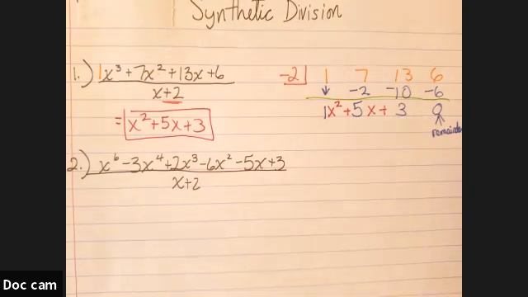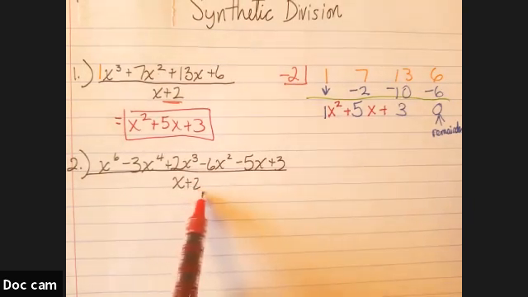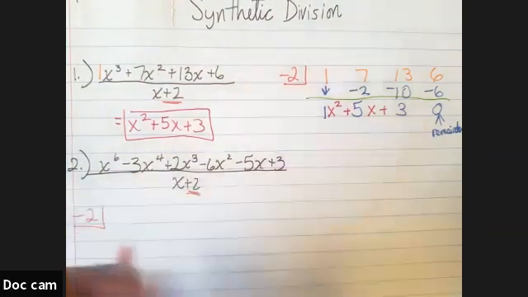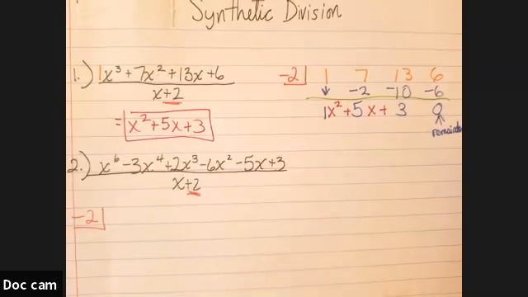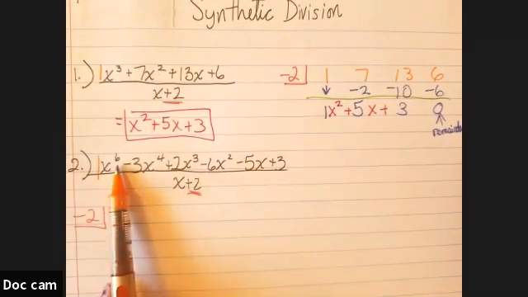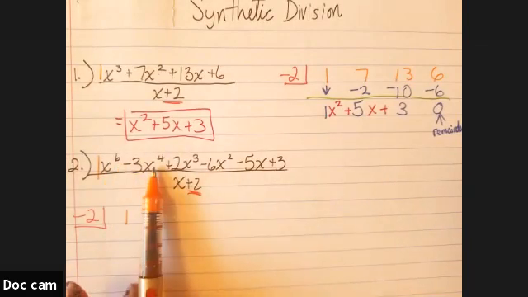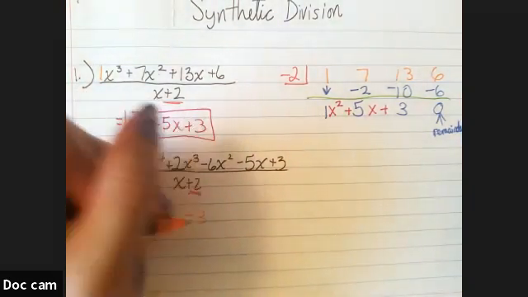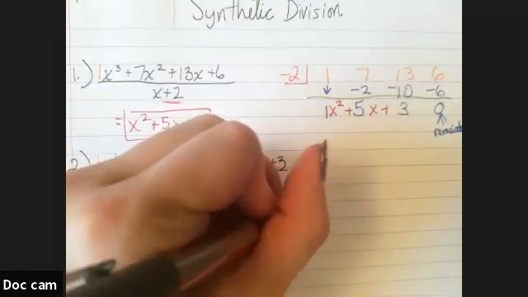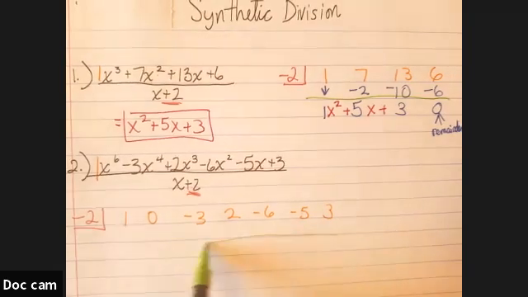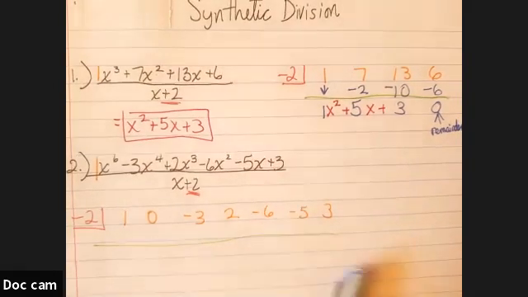All right, so number 2, same thing. So the opposite of this is going to be -2 again. So -2 goes in the box. And then there's an invisible 1 there. Now you have x to the 6th, and then it skips over x to the 5th, so you have to insert a 0 in place for x to the 5th. And then -3, 2, -6, -5, 3. So draw a line right here, bring down the 1.